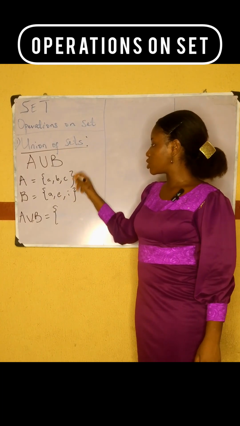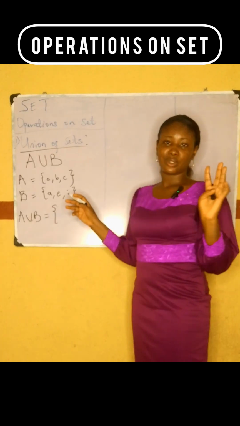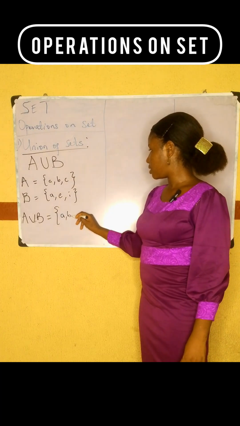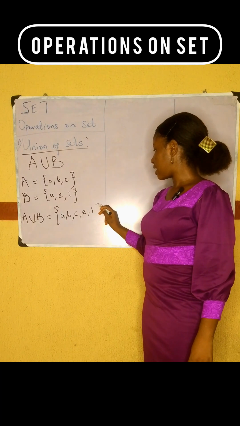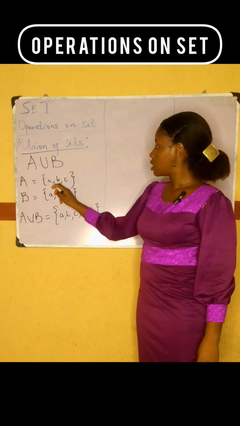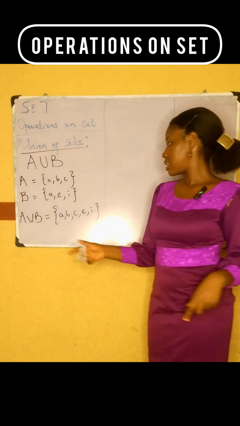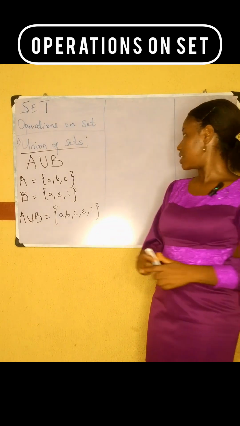So the combination of these 2 sets, and I like arranging them alphabetically, so bear with me, is going to be {A, B, C, E, I}. What I basically did was combine the elements of A and B together. That's what we say union of 2 sets. And I hope you know that.